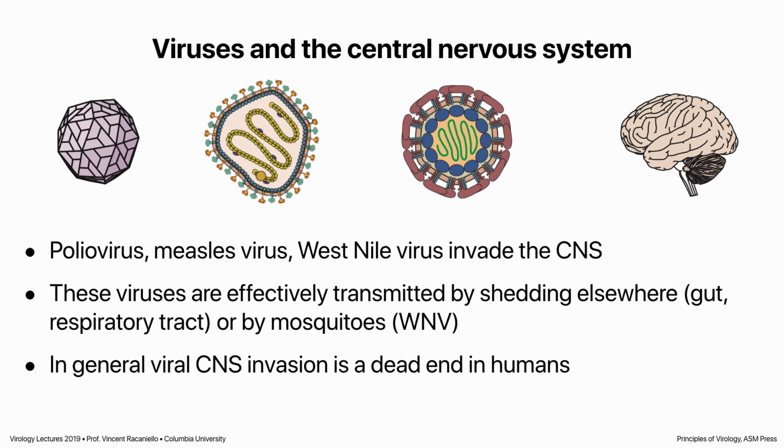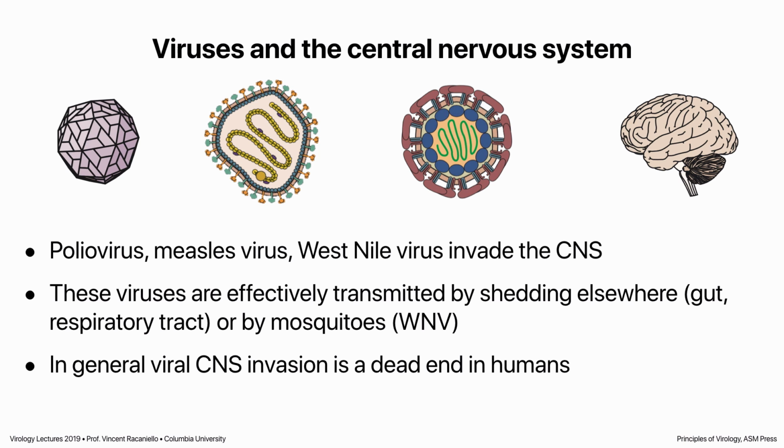Let me end with this thought about viruses in the central nervous system. I've talked about poliovirus, measles virus, West Nile virus, all getting into the CNS in a fraction of infections. And I've already mentioned how they're transmitted. They're very effectively transmitted by shedding, here in the case of poliovirus, the gut, or measles virus, the respiratory tract, West Nile, by mosquitoes. They don't need to get into the CNS. In fact, I would say that CNS invasion of any virus is a dead end in humans because it cannot be transmitted to someone else.